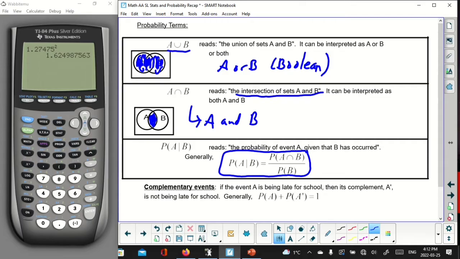Lastly, complementary events. Complementary events are sort of opposite events. If the event A is being late for school, then its complement, which we call A prime, is not being late for school. And the probability of an event happening plus the probability of it not happening always adds to 1. Let's think about that. If the probability that you're late for school is 0.7, then the probability that you're not late is 0.3, and those two things add to 1.